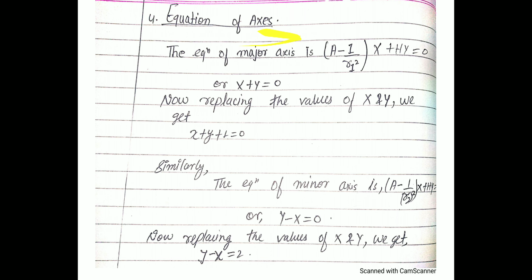The equation of axis: the equation of major axis is a minus 1 by r1 square times x plus hy equals 0, or x plus y equals 0. Now replacing the equation x and y, we get x plus y plus 1 equals 0. Similarly, the equation of minor axis is a minus 1 by r2 whole square times x plus hy equals 0. We get y minus x equals 0. Now replacing the value of x and y, we get y minus x equals 2.